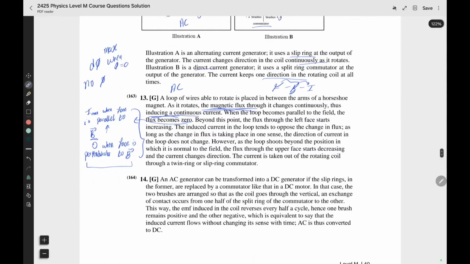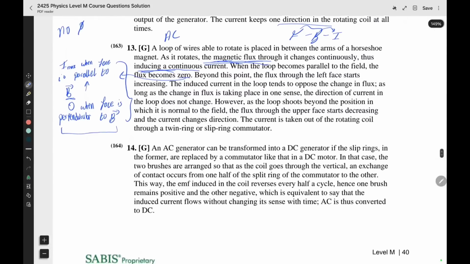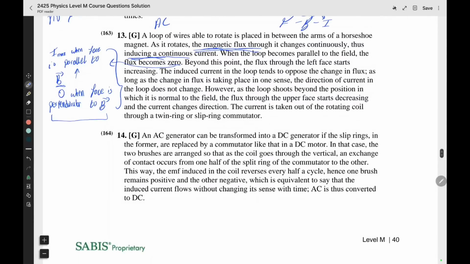Now DC. They said DC generator. And AC can be transformed to DC. How? If you get the slip rings. I remember here for AC we said we use slip rings, twin ring or slip ring. For DC, you change the slip rings and put a commutator, like the DC commutator. Okay, the split ring commutator.